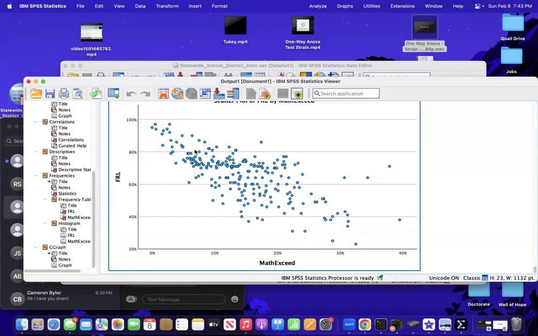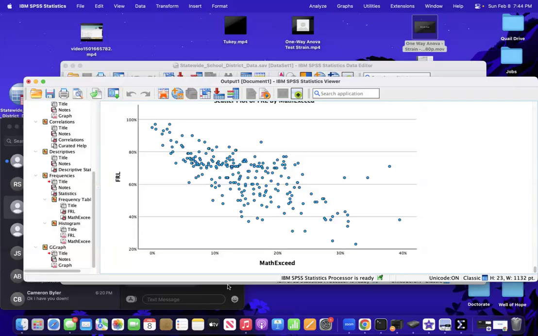So we're going to go ahead and reject the null hypothesis that says there's no significant relationship, because we know through our research and our charts and our numbers that there is.